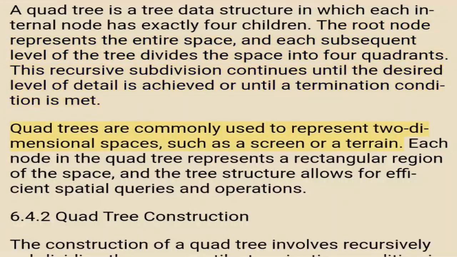Quad trees are commonly used to represent two-dimensional spaces, such as a screen or a terrain. Each node in the quad tree represents a rectangular region of the space, and the tree structure allows for efficient spatial queries and operations. 6.4.2 Quad tree construction.